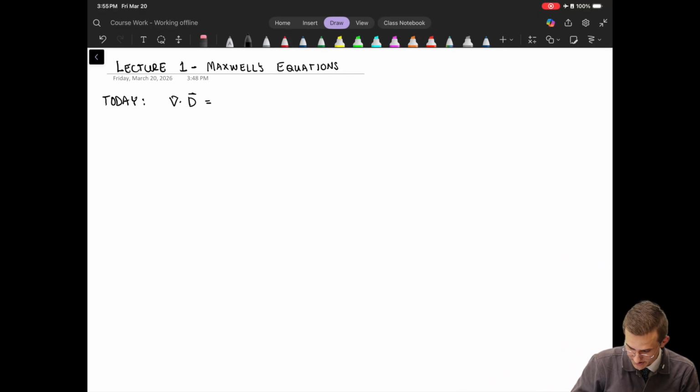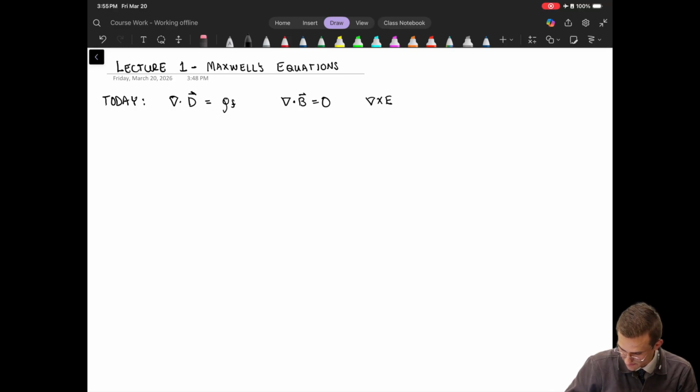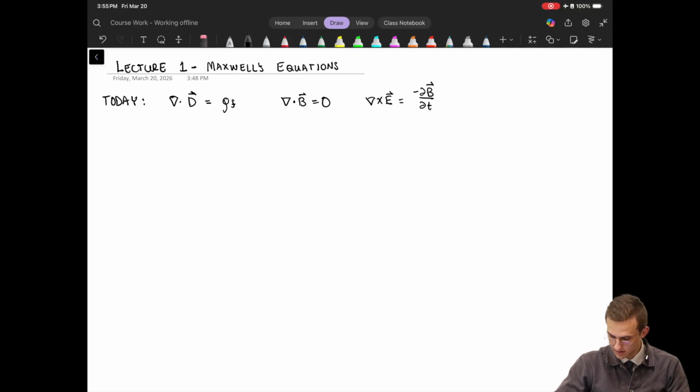So the divergence of this vector quantity D is equal to rho F. That equation is called Gauss's law. Divergence of B equal to 0. That equation doesn't really have a name. And then the curl of the electric field E is equal to -1 times the time derivative of the B field. Okay, we call that Faraday's law.